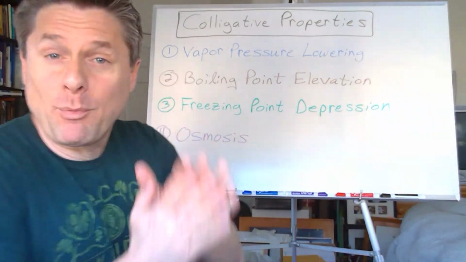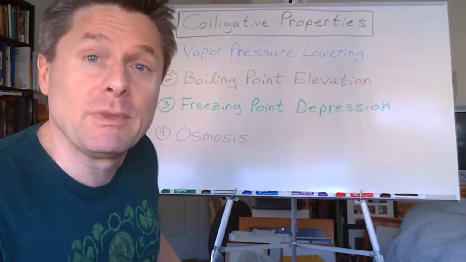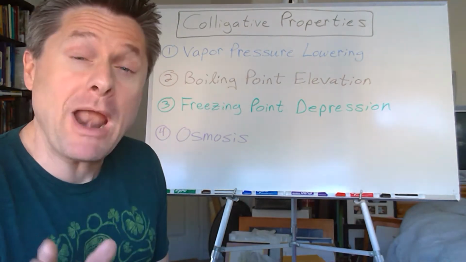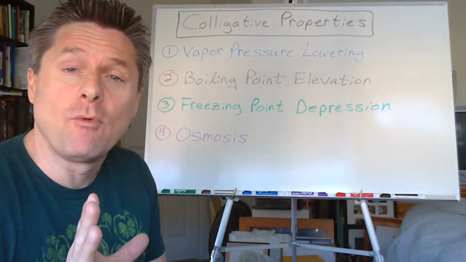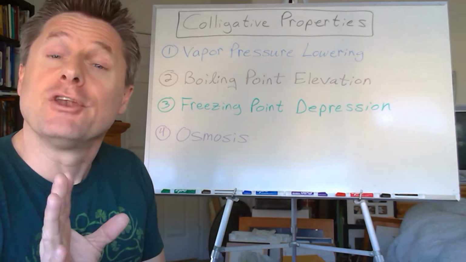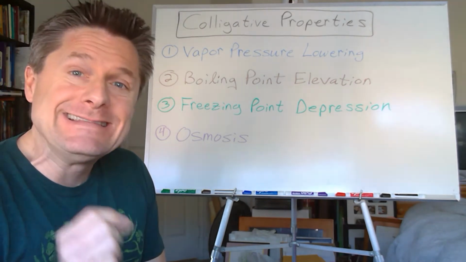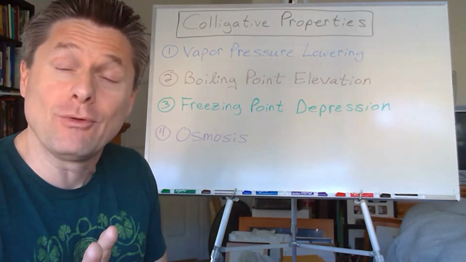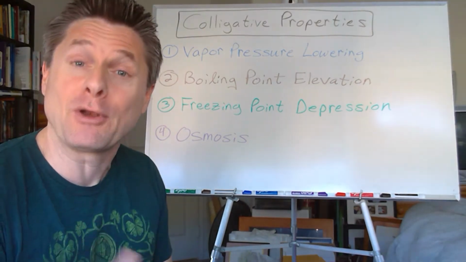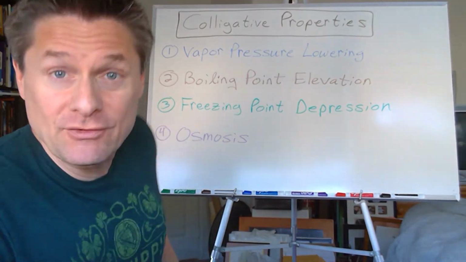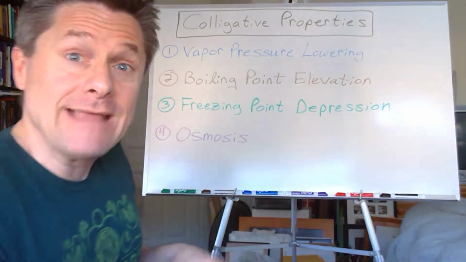Here are the four properties, the colligative properties we're going to be looking at. And again, there's lots of properties of solutions, but these are the main four you're going to run into in your undergraduate education that deal with the number of solute particles, but not the identity of those particles. Keep that in mind. And again, ideal solutions, very, very, very dilute.